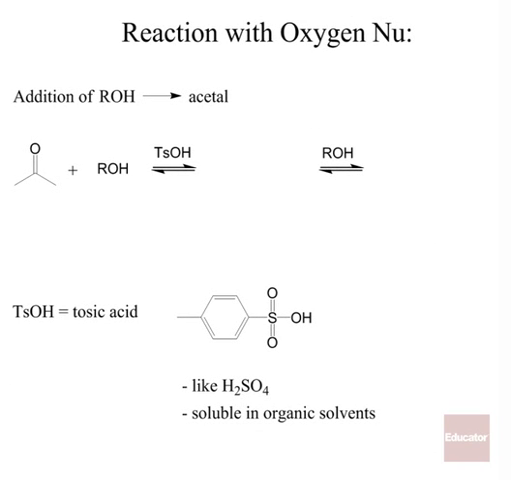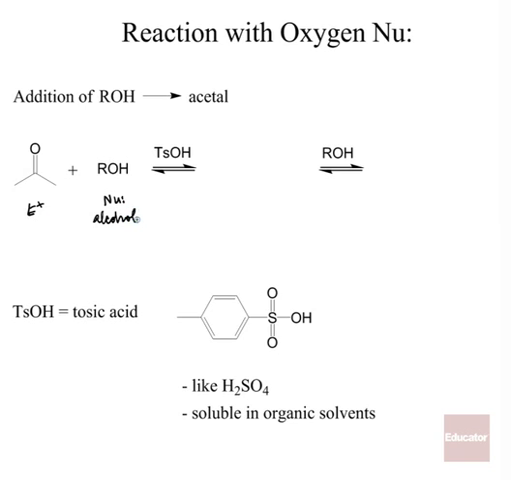Now the other oxygen nucleophile we're going to consider is if we have an alcohol reacting with a carbonyl. And now this is a reaction that can be driven in the forward direction and can be quite useful. When we react an alcohol with a carbonyl, a ketone or an aldehyde, the product we're going to get is known as an acetal. So let's take a look at this reaction. If we take a ketone, this is our electrophile, we react with an alcohol as a nucleophile.